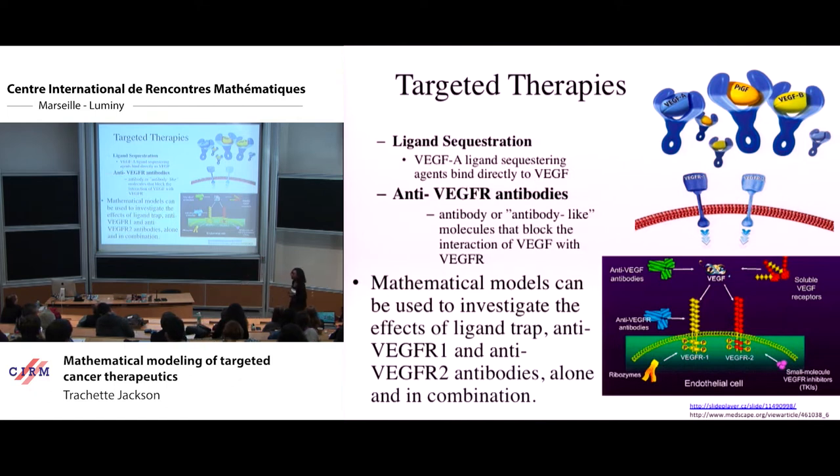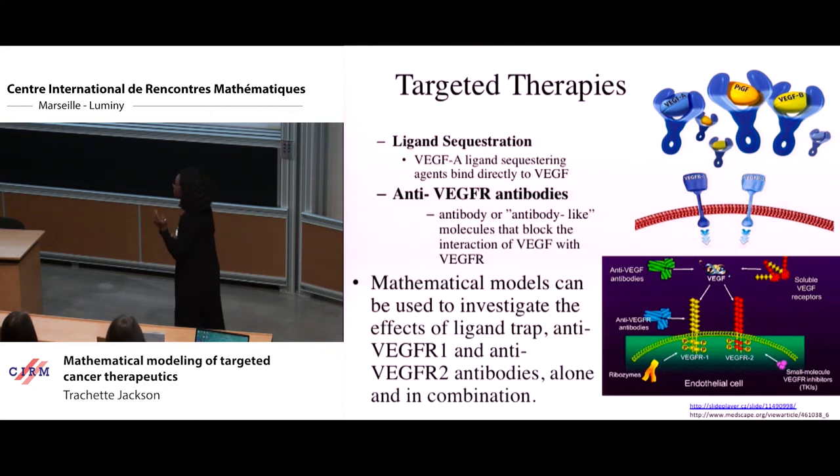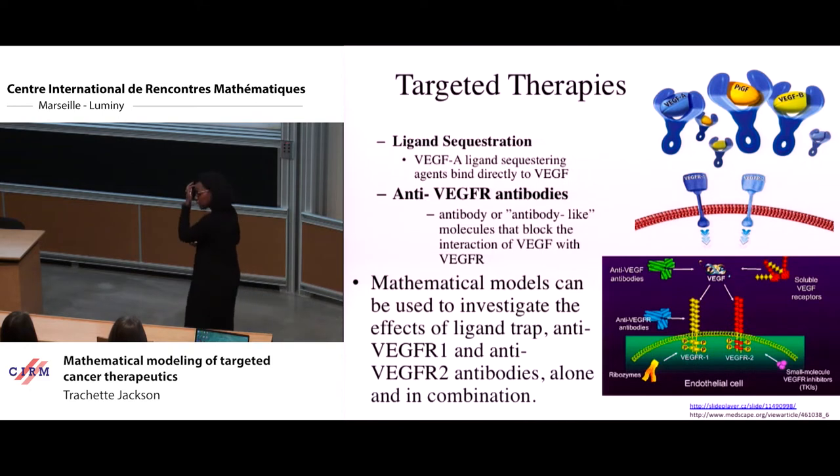And then there are also plenty of drugs out there that block the receptor activities. And so you can either block the receptors on the endothelial cells, or you can block the receptors on the tumor cells. What we want to do is build a mathematical framework that can be used to address the effects of these ligand traps, which is one type of treatment, along with blocking the two types of receptors, whether they be on tumor cells or endothelial cells, and decide whether those treatments should be given alone or in combination, and what types of results we could see in terms of tumor reduction.